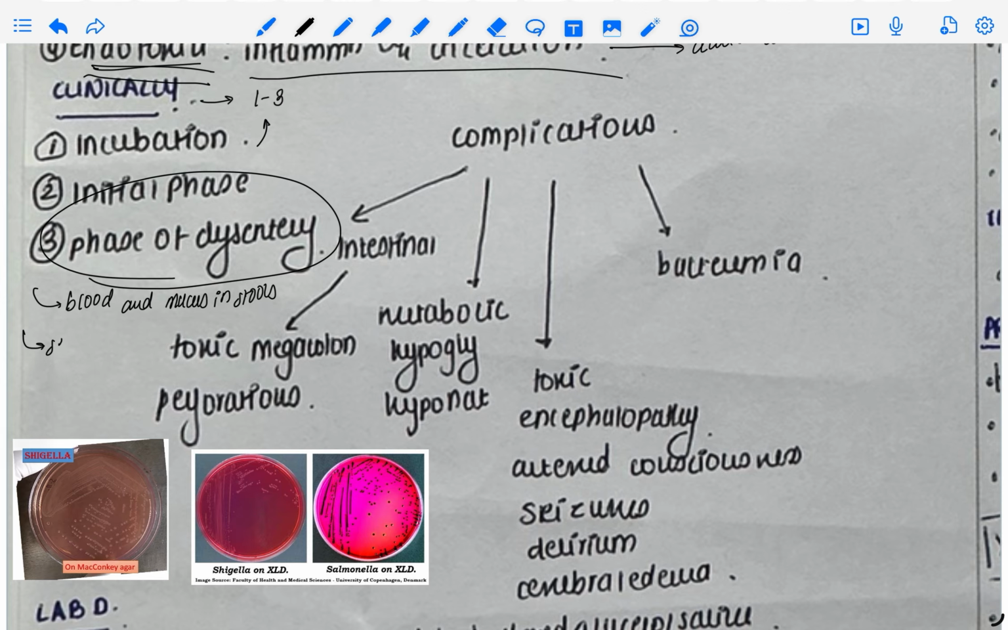You can see severe abdominal cramps, and you can see tenesmus, which is painful straining.